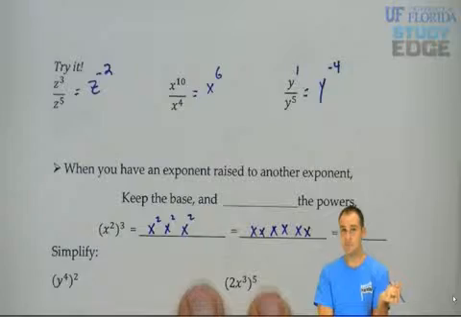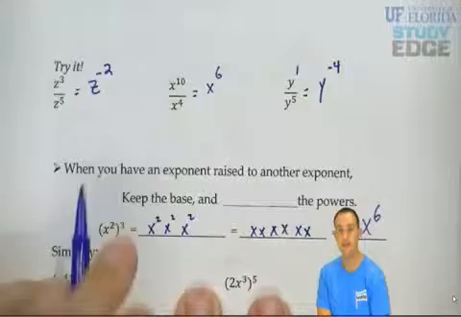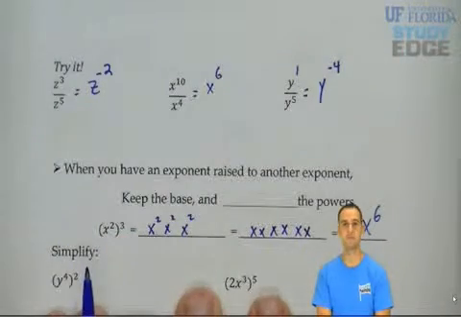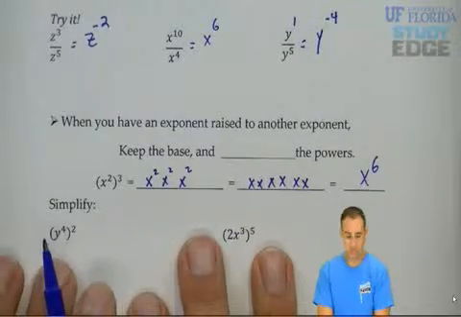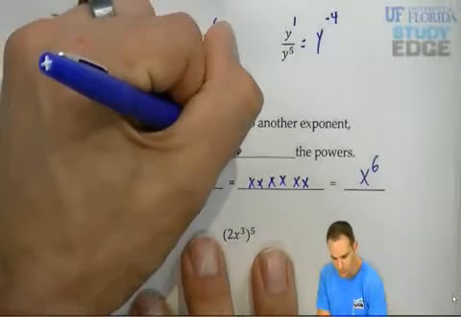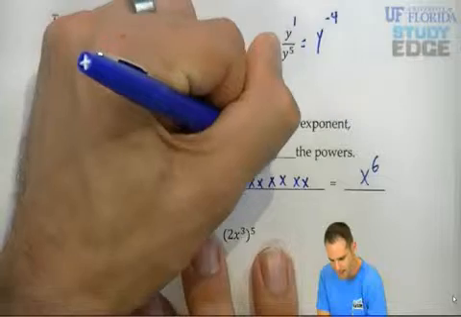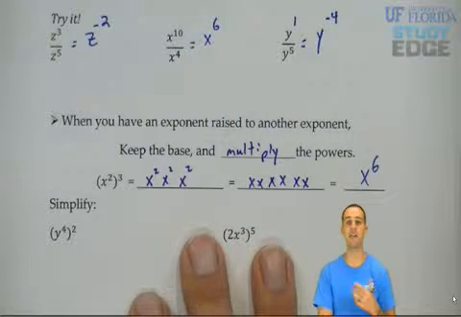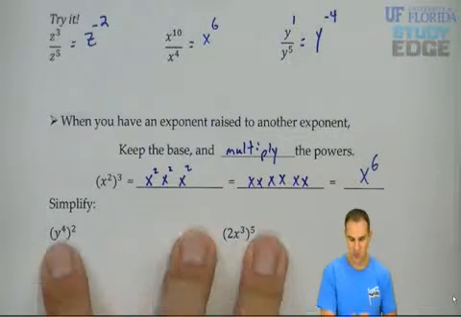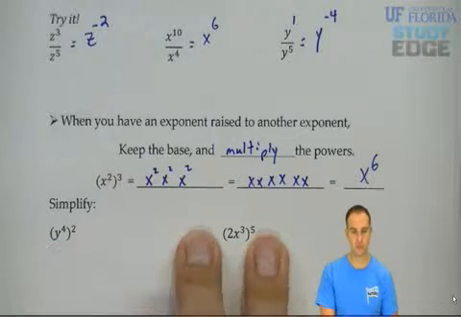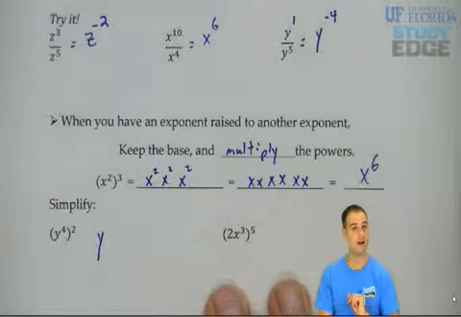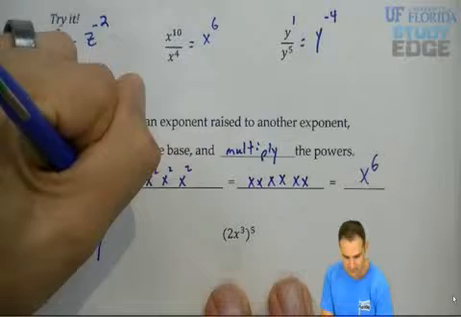How many is that total? That would be x to the 6th power. Which means what am I doing? I'm going to multiply the powers. I would multiply the powers when I have an exponent raised to another exponent. Y to the 4th squared would be y to the 4 times 2 gives you 8.